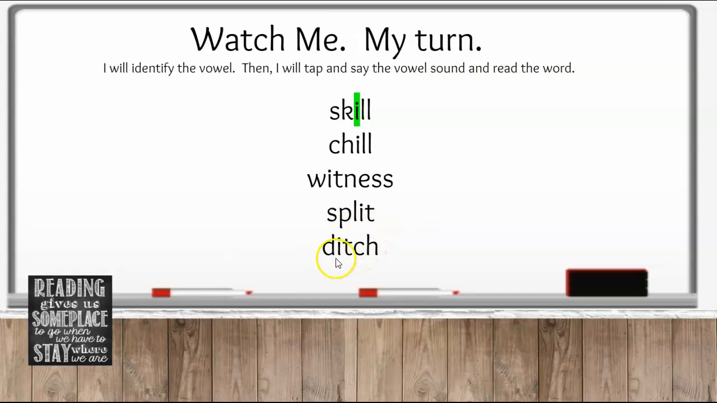Our last word has an I, and short I says I. But I want you to notice that this has a TCH, and I want you to listen to what sound you hear when you hear those three letters. D, I, ch. How many sounds did you hear for TCH? If you said 1, you are correct. TCH is a digraph and says one sound, like the ch sound. So I've got d, I, ch, ditch.